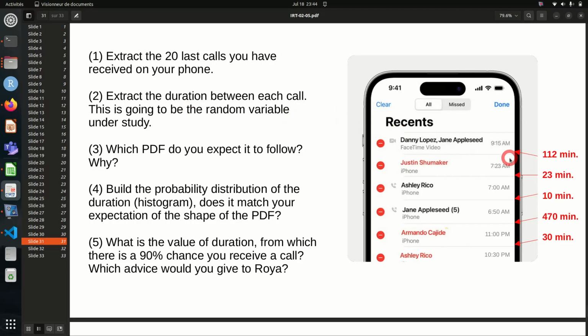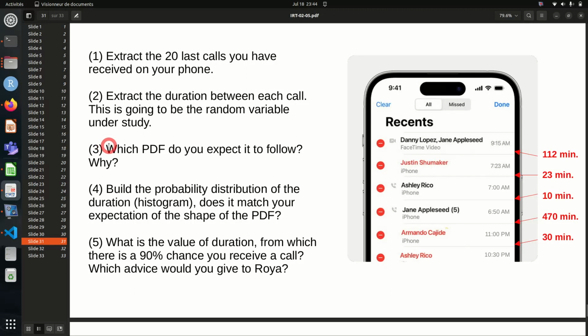So we are going to do now descriptive statistics. You make the measurements. For each call, what is the duration between two consecutive calls? So from 10:30 to 11, 30 minutes. And then you see here 10 minutes, here 23 minutes, and so on and so forth. Once you have that, build the histogram, build the probability density.